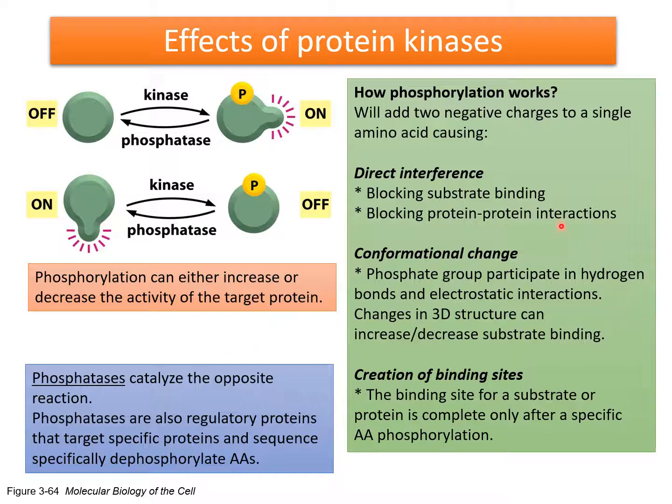Some other high yield things that he might ask will be that these phosphorylations can block substrate binding, and they can also block protein-protein interactions. So you can think if you have this highly electronegative phosphate where there previously wasn't one, that's going to cause some steric hindrance. It's not going to want to bind like it previously did.